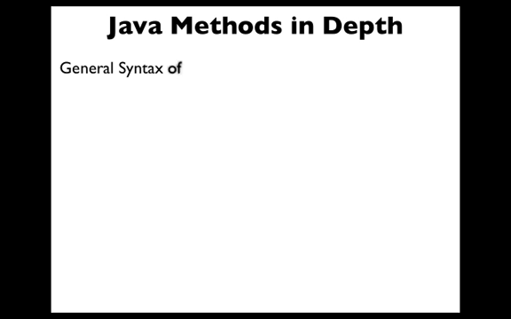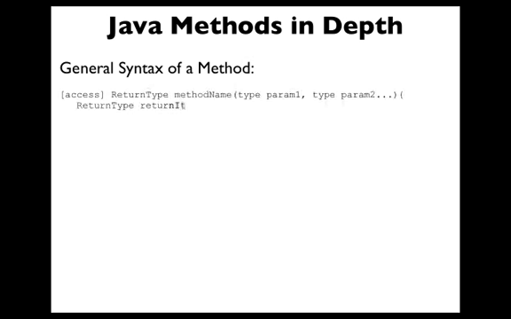Here we see the general syntax that we will use when we define a method within a Java class. We can start with an optional access modifier. The access modifier determines what other classes can see and make use of this method. Where can it be called from? This is followed by the return type.